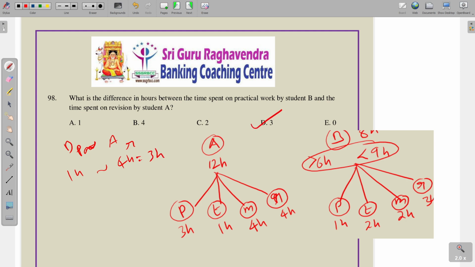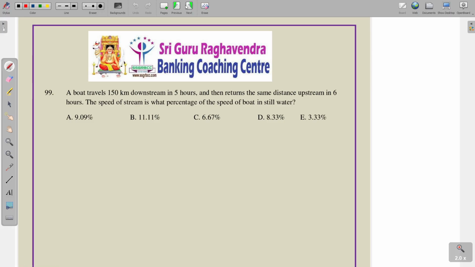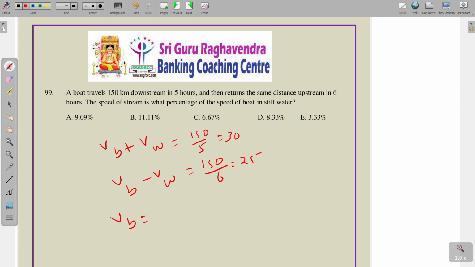Okay. Next question. A boat travels 150 km downstream in 5 hours. That means boat plus water, downstream, 150 by 5, which is 30 km per hour. It returns back, which means upstream, boat minus water, the same distance of 150 in 6 hours, which is 25. So the speed of the stream is what percentage of the speed of the boat? This is the speed of the boat and this is the speed of the stream.